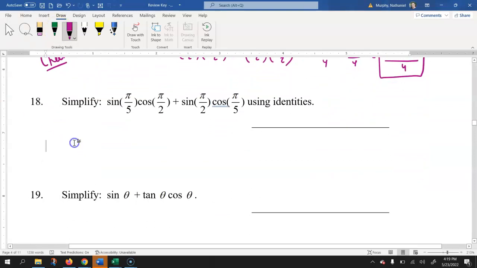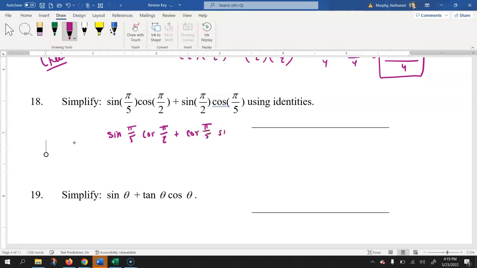All right, so number 18. They're asking us to simplify this. Now, if you notice, this is based on the sum formula for the sine function, because we have sine, cosine. Oh, it doesn't quite follow the sine sum formula, because it goes sine, cosine, sine, cosine. Let's actually change that around. So this would be sine, cosine, cosine, sine. So it would be the cosine of pi over 5, sine of pi over 2. Okay, so we're going to take and switch those two around. So now it's in the right form for our sum formula.